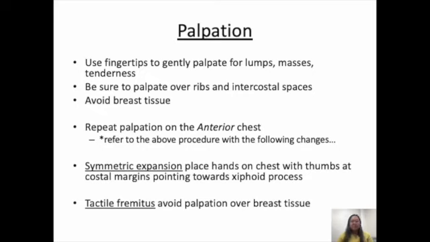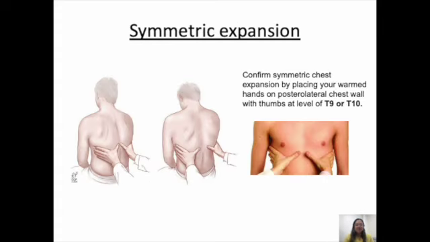There's 2 special tests that we use in addition, and these all fall under palpation because you're feeling. And the first one is symmetric expansion. You can choose to do this anteriorly as well, or just posteriorly. The second one is tactile fremitus, which you're using the base of your hands and you're moving it down the patient's back, and you're trying to feel the vibration, which tells you the quality of their breathing. So let me show you in more detail in the next few slides.